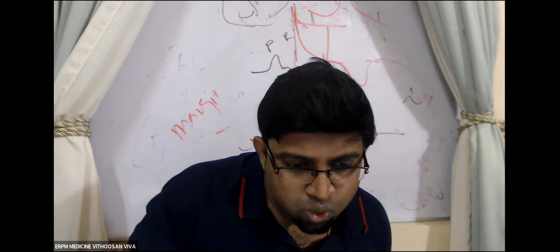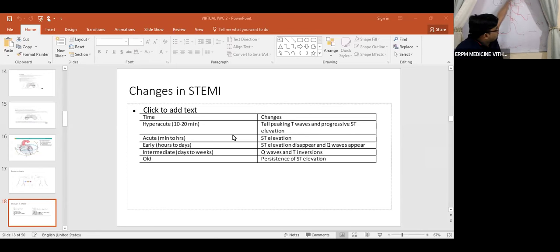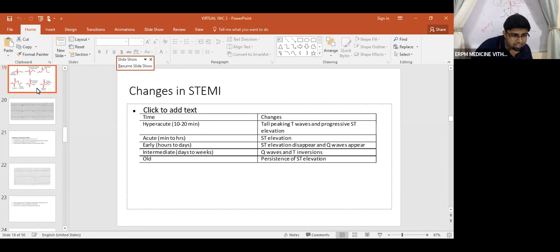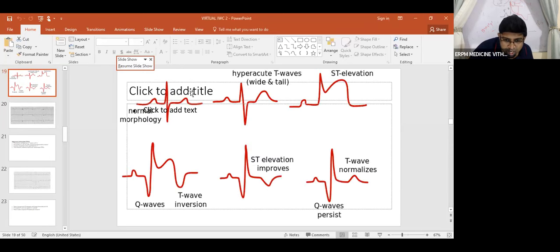So you may remember, if you look at the changes in an ST elevation MI, the hyperacute phase is tall peaking T waves with progressive ST elevation. The T waves will become tall first, then you have ST elevation. It's like this, guys. Look here, this is how it starts. This is the normal ECG. Now we are going to develop a heart attack.